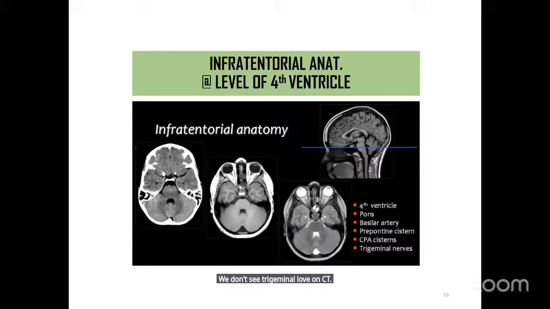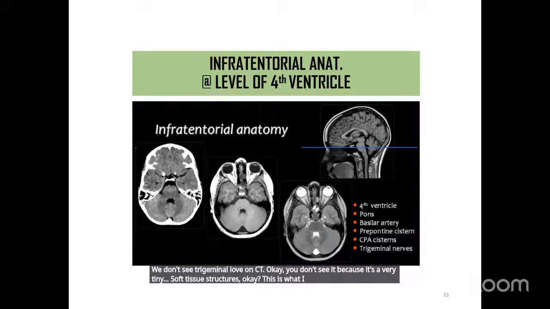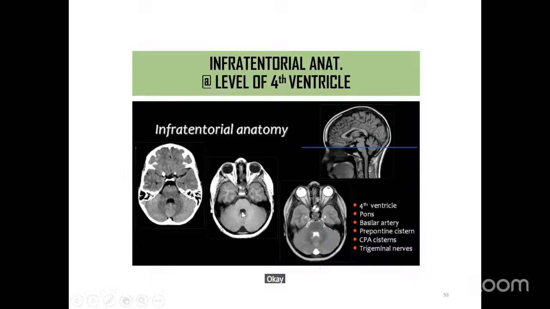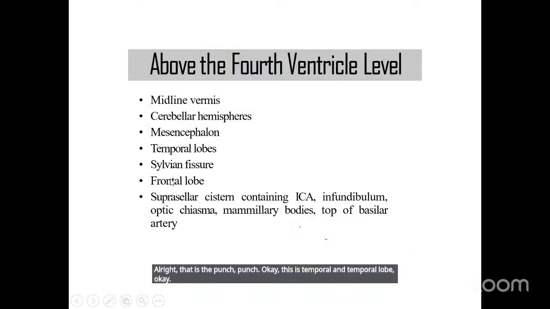Okay, we don't see it because it's a very tiny soft tissue structure. This is what I've just illustrated. That is the lateral fourth ventricle, this is an MRI image, all right? That is the pons, okay? This is the temporal lobe, okay?